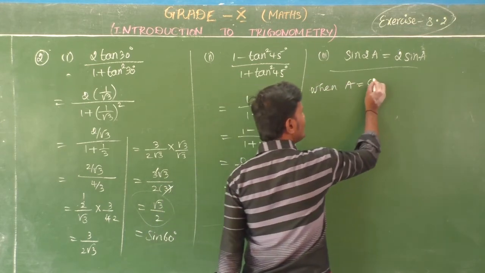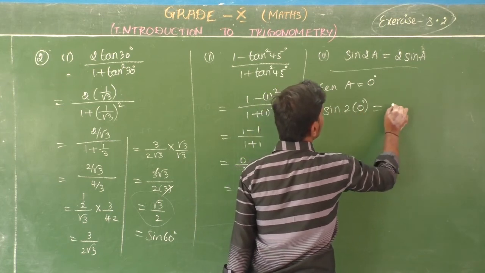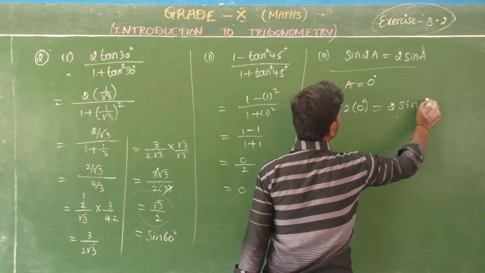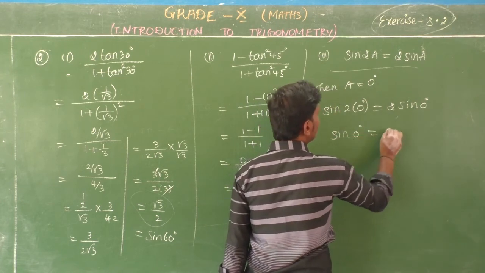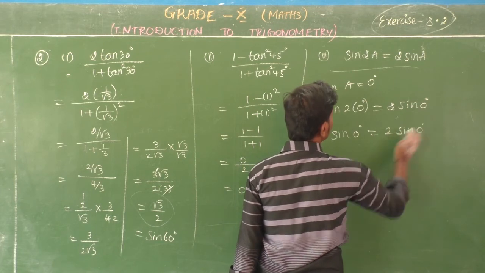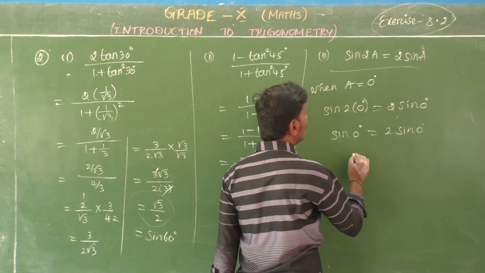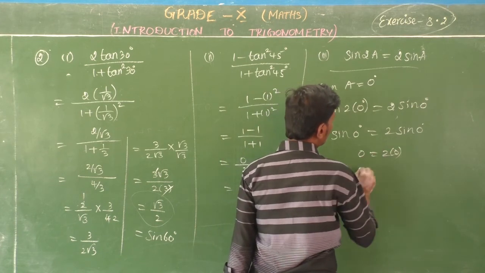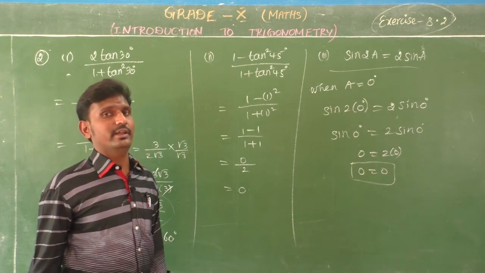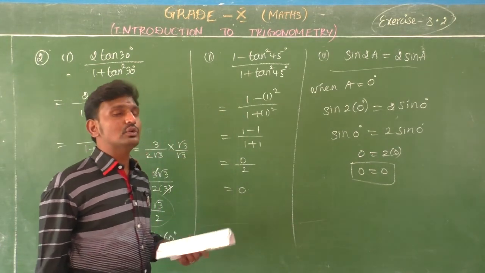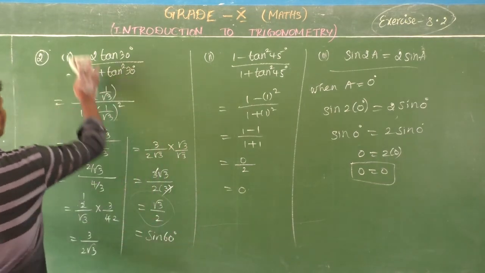Shall I try 0 degree? Yes. So sin 2 into 0 degree is equal to 2 into sin 0 degree. It is very simple, 2 into 0 is 0. So sin 0 equal to 2 into sin 0. Sin 0 degree is 0. So 0 equal to 2 into 0, 0 equal to 0, which is satisfied. So the angle A is equal to 0 degree.